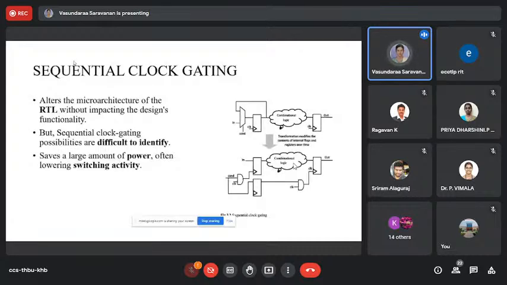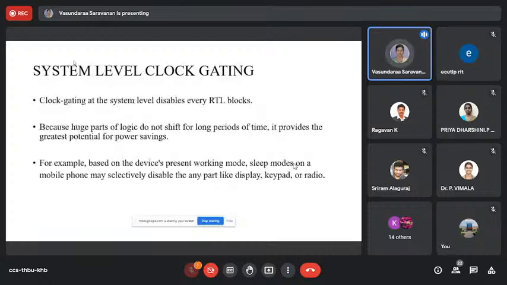Then the next one is system level clock gating. Clock gating at the system level disables entire RTL blocks because huge parts of logic do not shift for a long period of time. It provides the greatest potential for power saving. For example, based on the device's present working mode, sleep modes on a mobile phone may selectively disable any part like display, keyboard or radio.